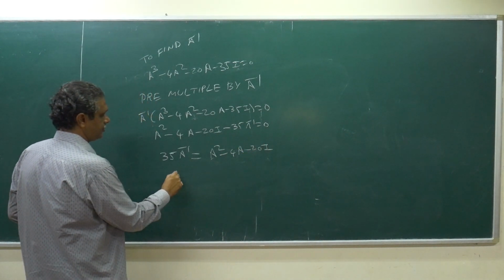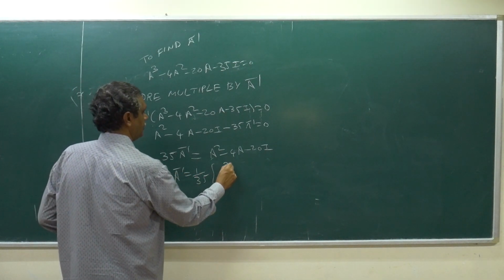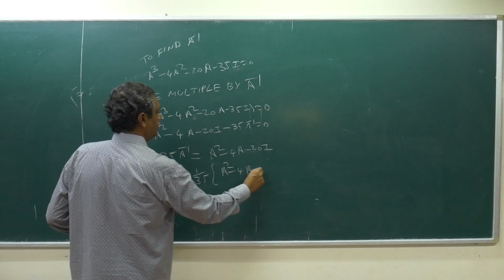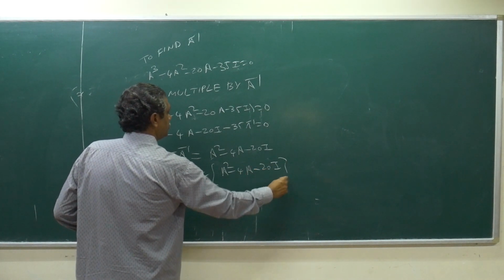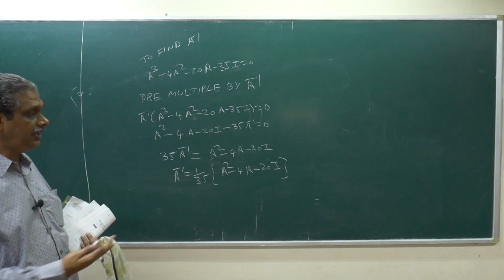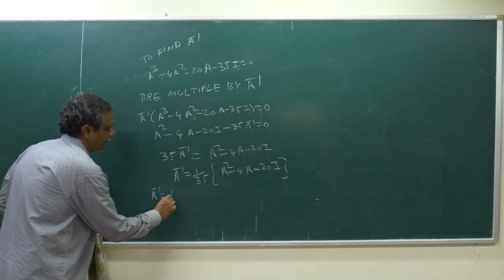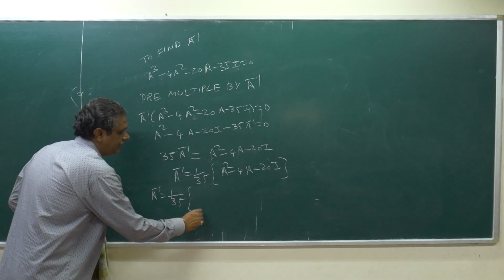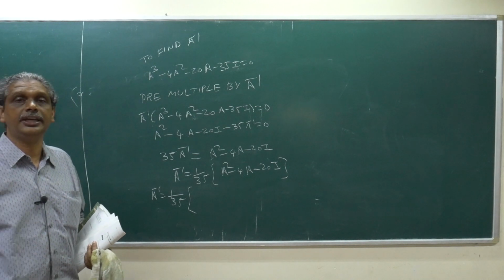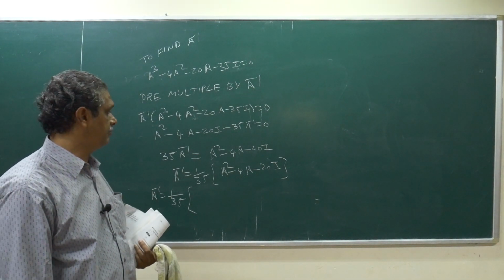Then A inverse is equal to what? 1 by 35 into A square minus 4A minus 20I. So in my hand A square is available, A is available, I know. Just you can substitute it. A inverse is equal to. So I am not using any formula here. I am not using A inverse is equal to adjoint of A by determinant A. I am not using any formula, just I am doing.